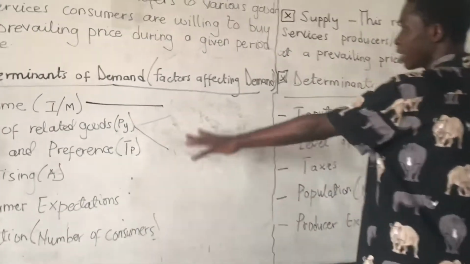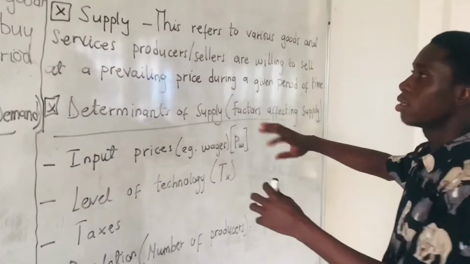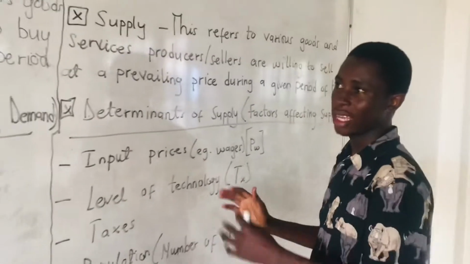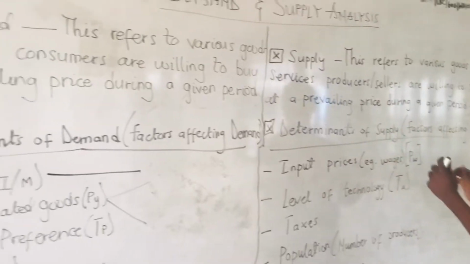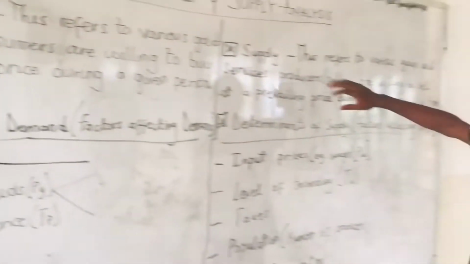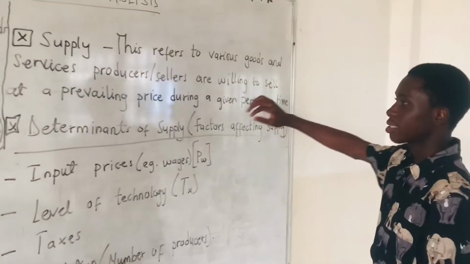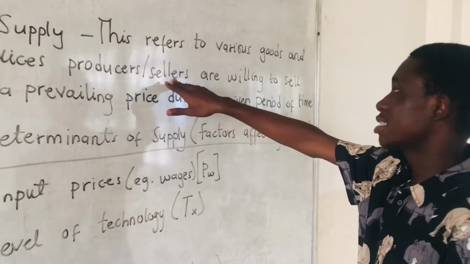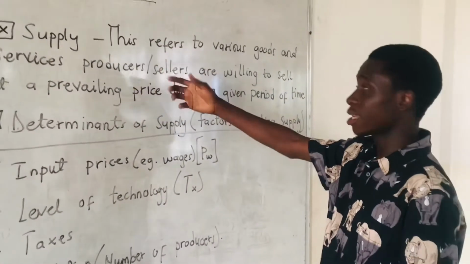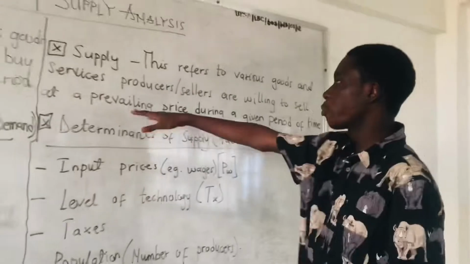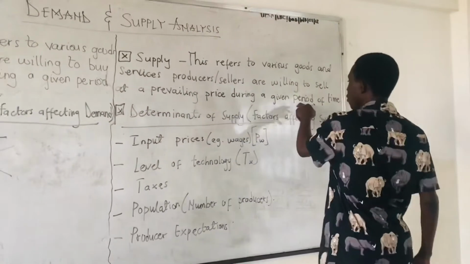I hope you guys are good with the demand side. I'm making it so easy and simple for you guys. This is the demand, this is the supply. With the supply side, this refers to the various goods and services producers or sellers are willing to sell at a prevailing price during a given period of time.